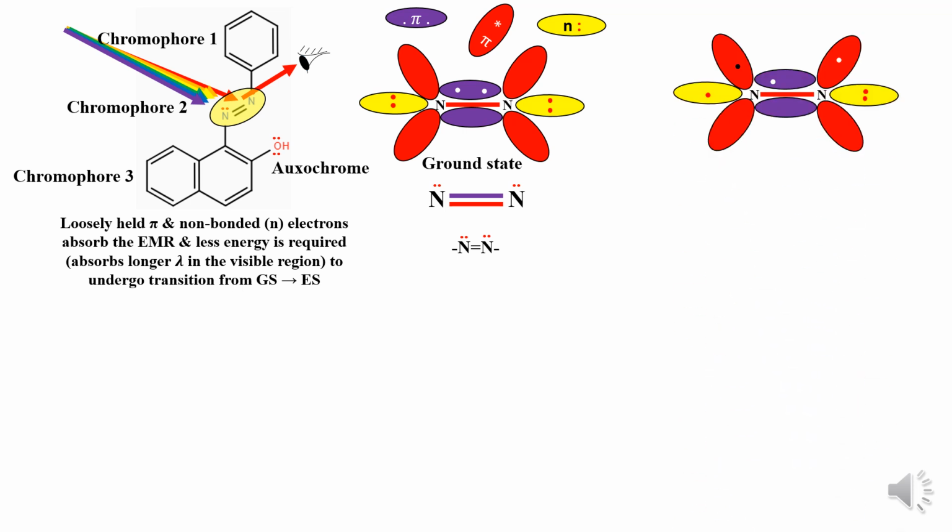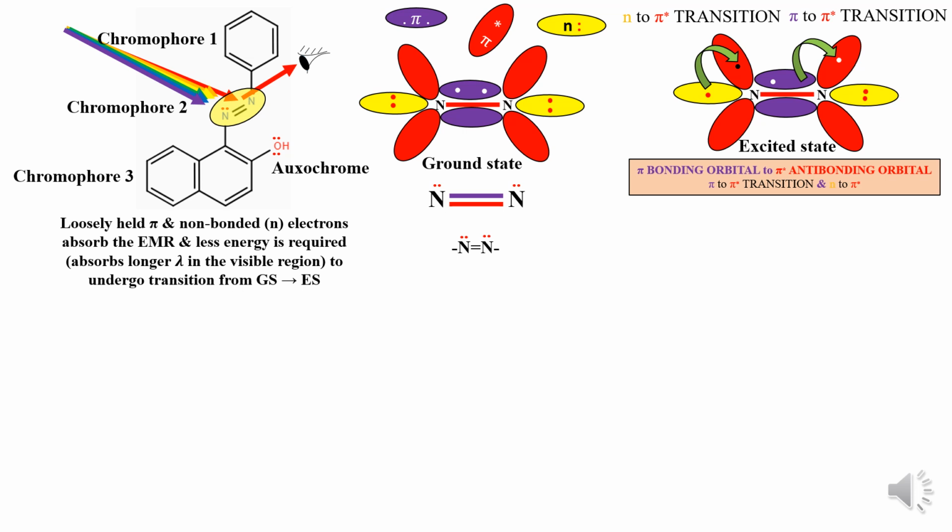Now when the radiation strikes the azo group present in the molecule, the electrons absorb the energy and jump from the bonding orbital to the anti-bonding orbital, bringing about two types of transition. One is the n to pi star transition and the other is the pi to pi star transition. So you find two types of transitions when the radiation strikes the azo group. One is the transition from the pi bonding orbital to the pi star anti-bonding orbital, and the other is the n to pi star transition. And these two transitions play a vital role in absorption of longer wavelength in the visible region.